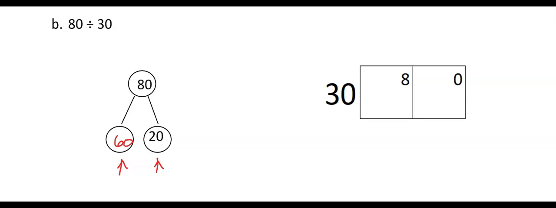So if I go over to my division boxes, I'm trying to see how many groups of 30 I can get out of 80, starting with how many groups I can get out of 8. Well, I can't, so I move the 8 over. How many groups of 30 can I get out of 80? Well, that was 2 groups. 2 times 30 is 60, so I subtract that, and I get a remainder of 20.